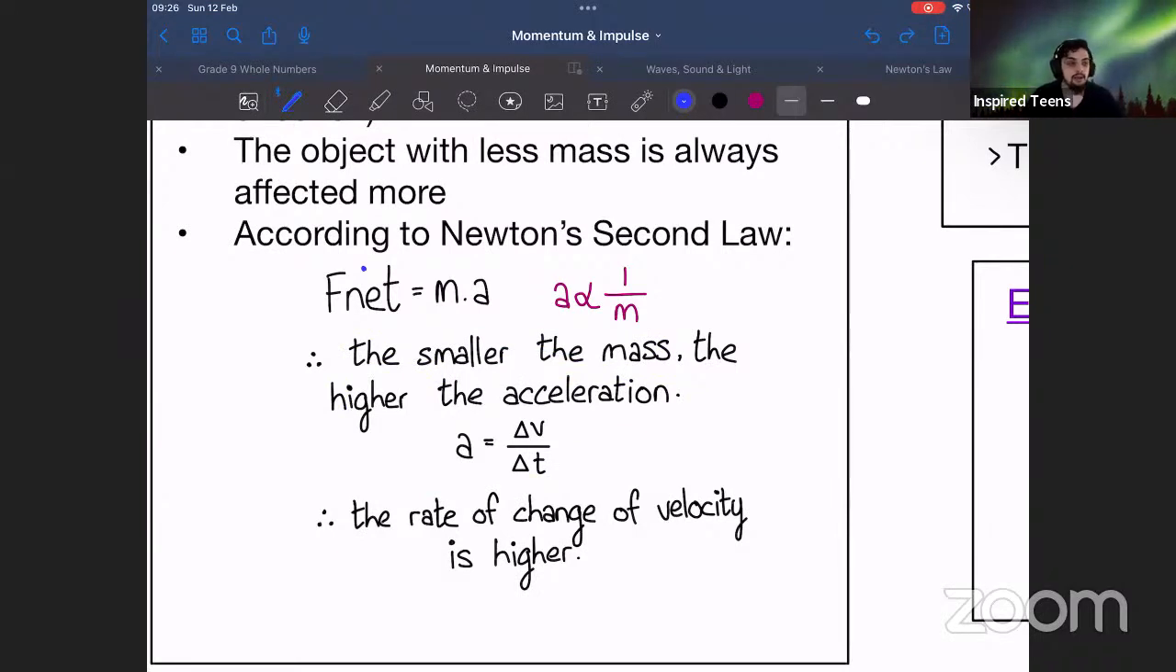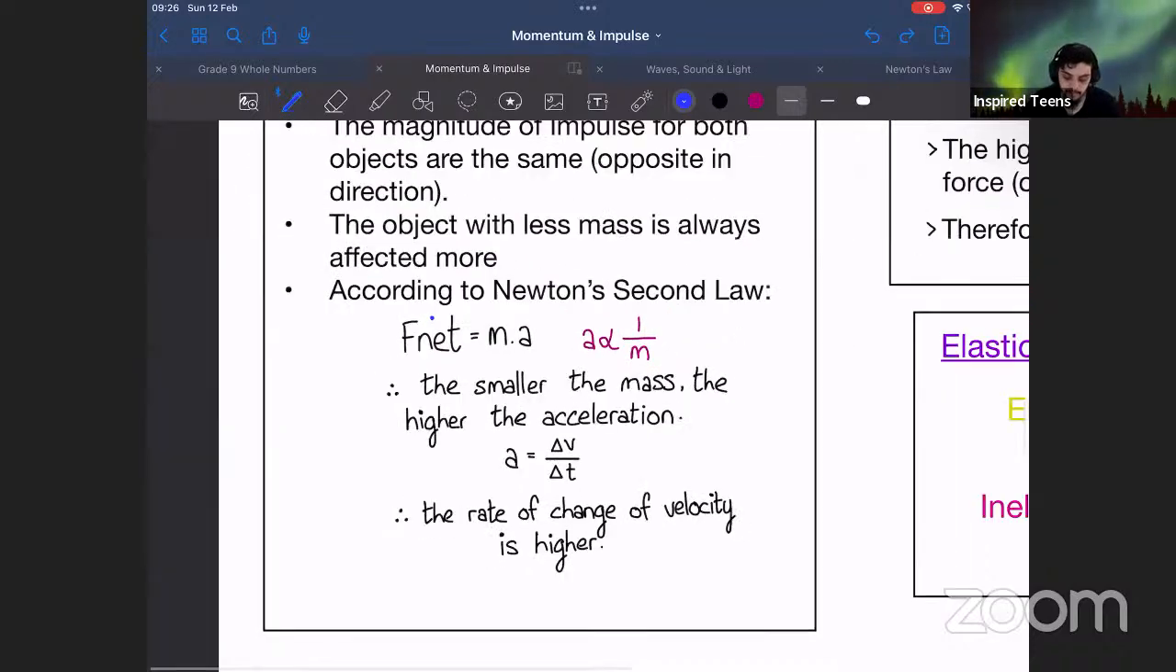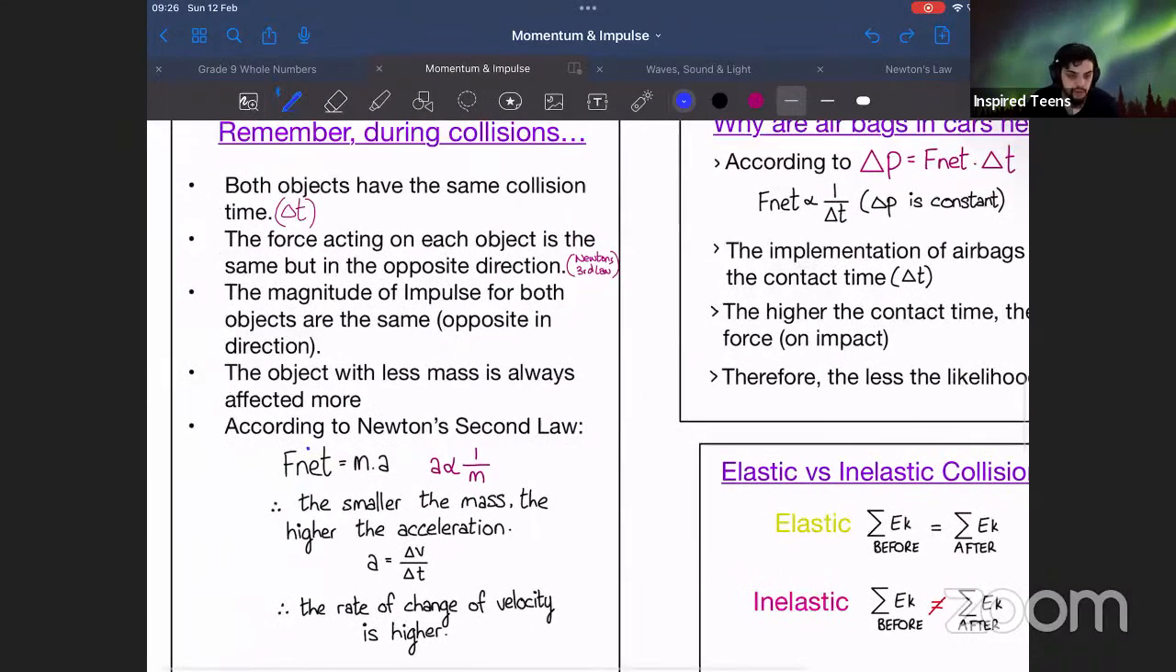Okay, so that's why the bicycle guy goes flying and the car remains still, because the bicycle has a lighter mass, and therefore it's going to have a higher acceleration. And of course, a higher acceleration, according to the formula, a is equal to delta v over delta t, change in velocity. The higher the acceleration, the higher the velocity as well. So the rate of change of velocity is higher as well. Okay, so that's an important thing to note during collisions.